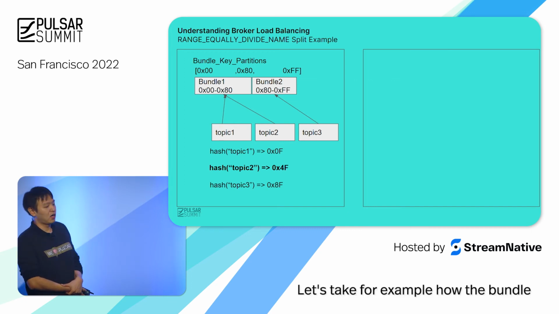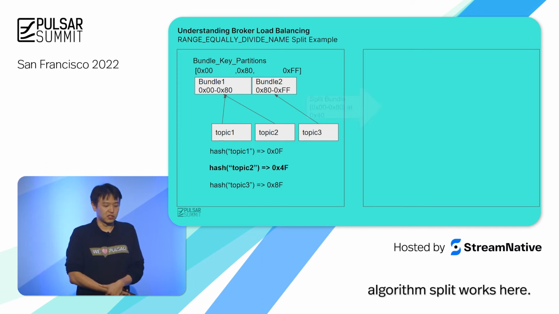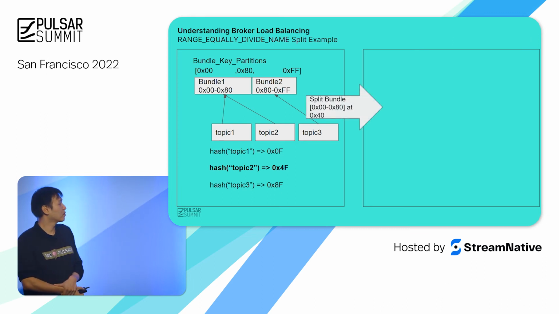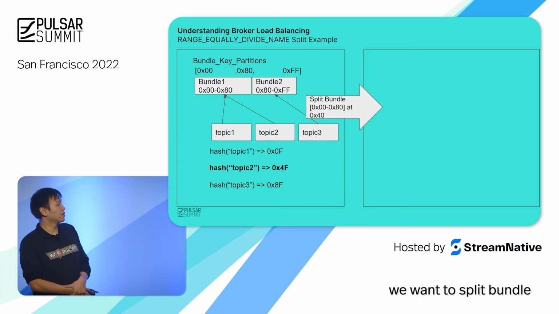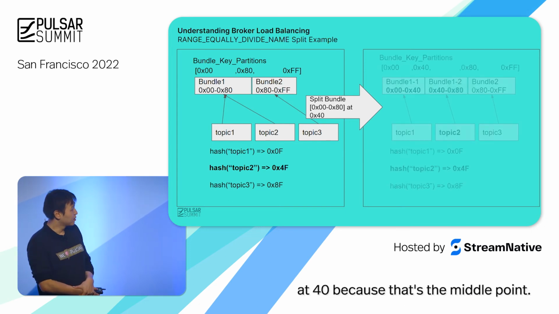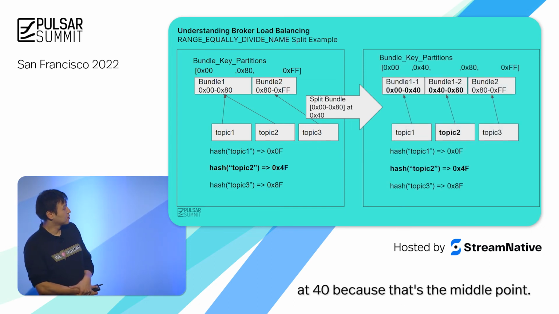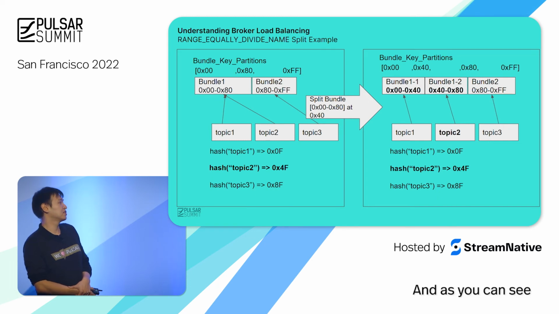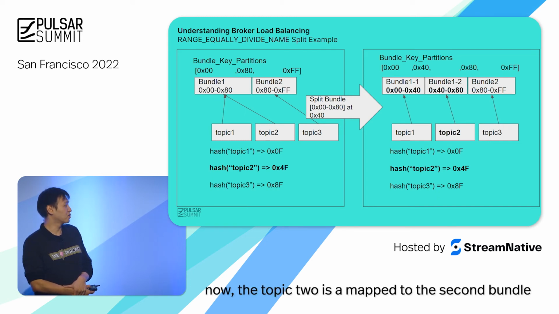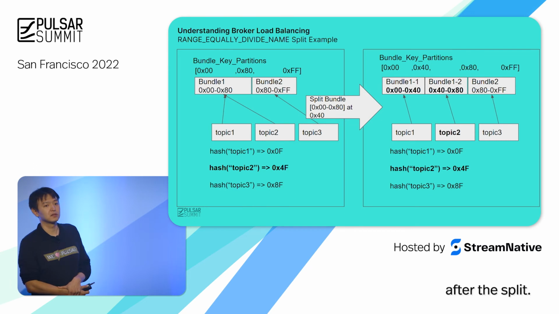Let's take an example of how the bundle equal range split works here. Here, we want to split the bundle at 40 because that's the middle point. And as you can see, now topic 2 is mapped to the second bundle after the split.